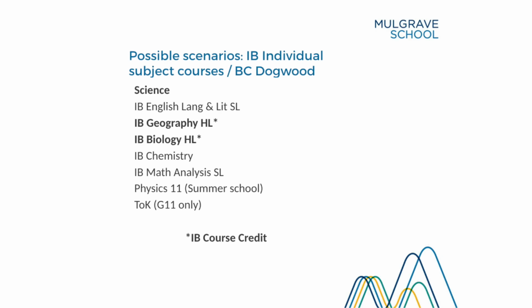A student who is looking at going into the sciences but following the enriched pathway might decide to do, at the higher level and for IB credit, geography and biology, but for ministry credit only, English language and literature, math analysis and chemistry, all at the standard level. And then on top of that, do TOK just in grade 11 and do the extended essay for IB credit. So there's lots of flexibility, lots of variation. We need to carefully look at the students' aspirations to make sure that the courses through grade 11 and 12 will enable them to meet those.